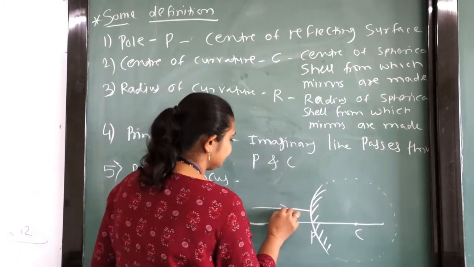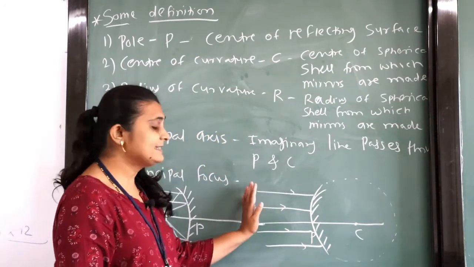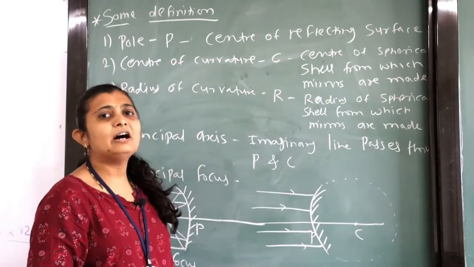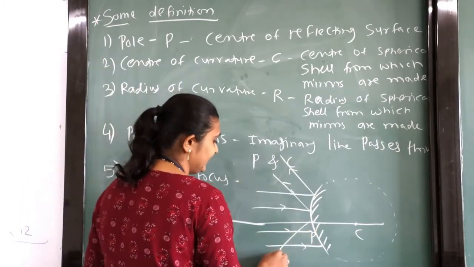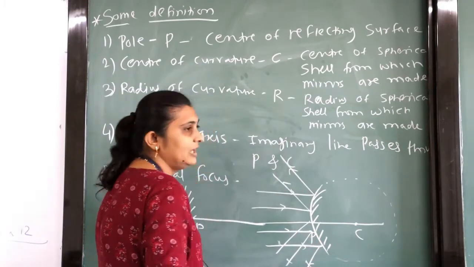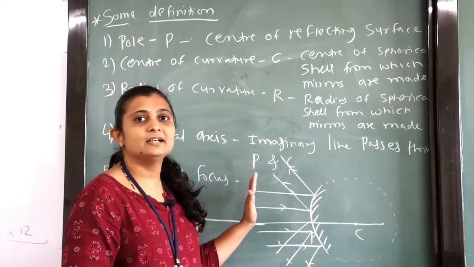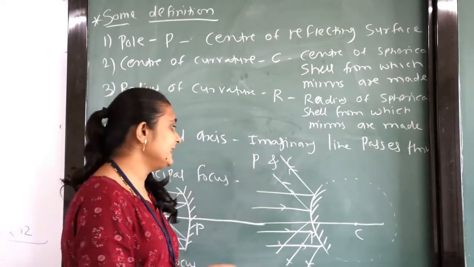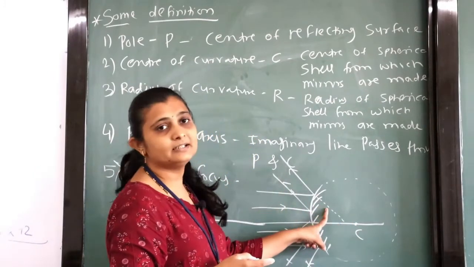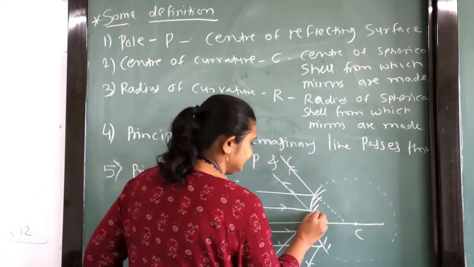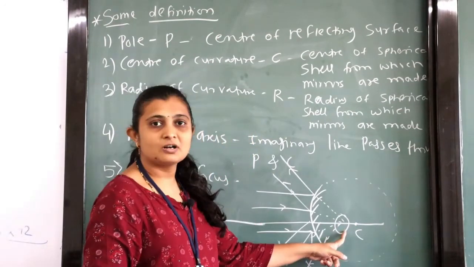Parallel rays are incident on the convex mirror. Now see what happens after reflection. These are the reflected rays. In front of the mirror, these rays do not gather or meet at a single point. Hence we have to extend them backside. When you extend backside, shown by the dotted line, then this point is known as the focus point.